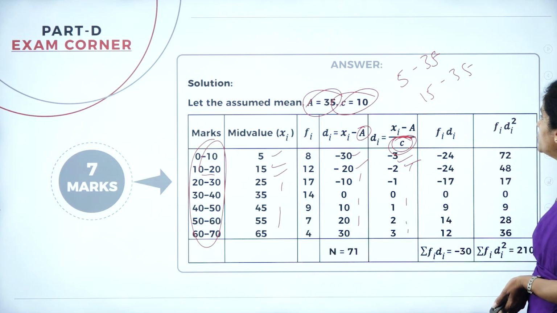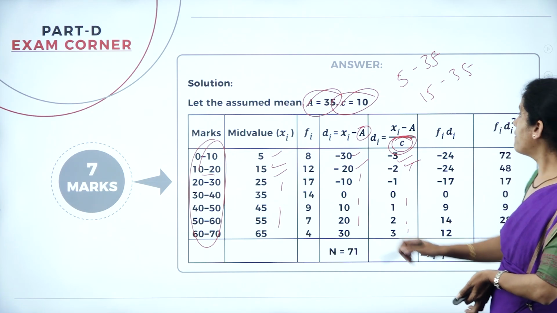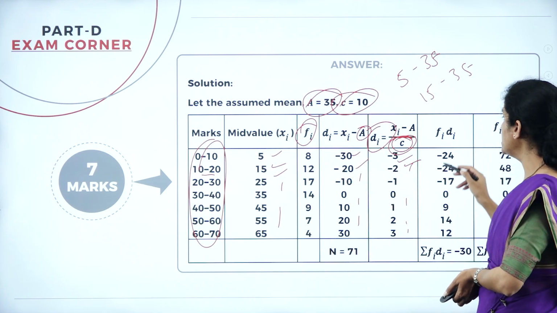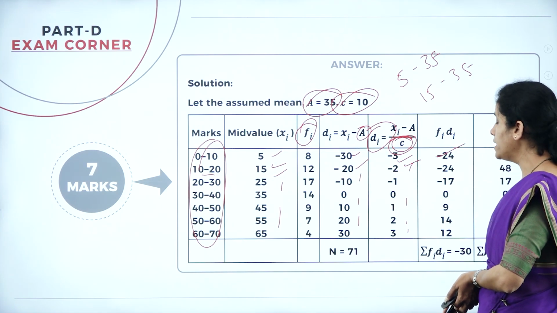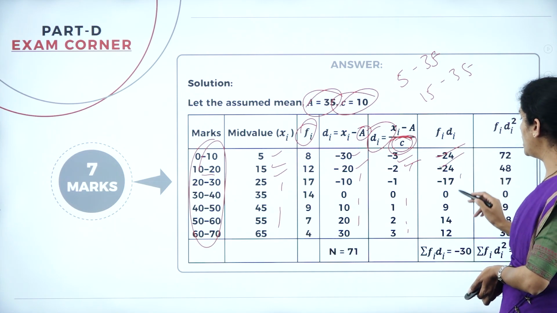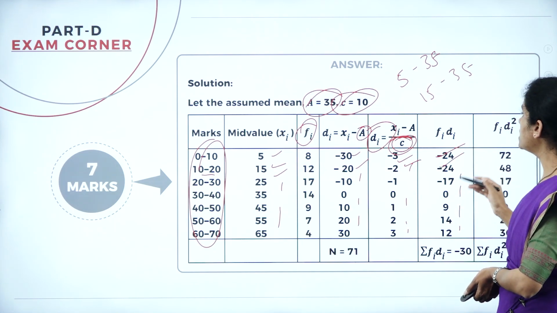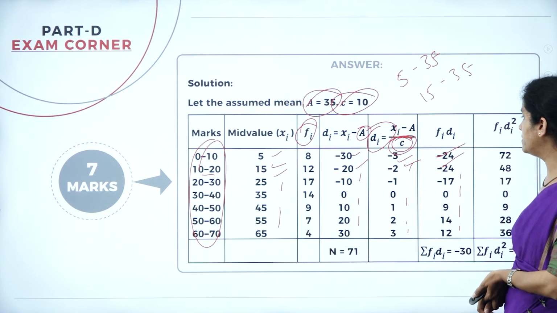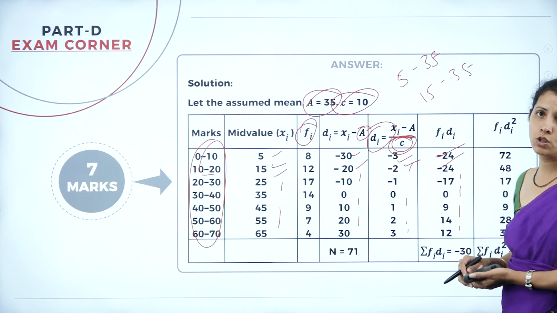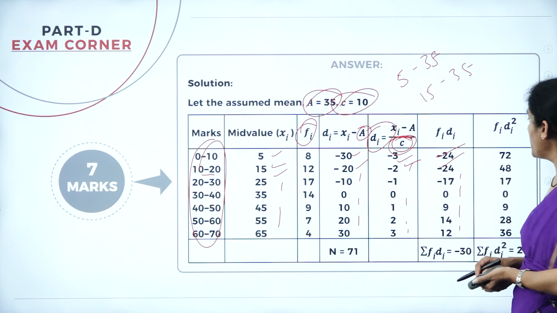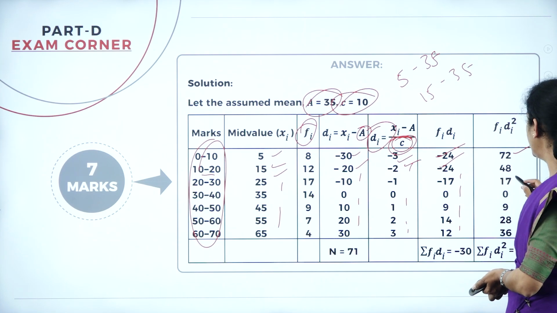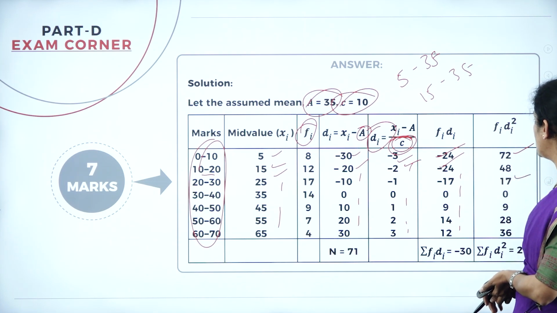Now fi into di. So I have fi and I have di. 8 into minus 3, minus 24. 12 into minus 2, minus 24, and it's going to continue. In the sense, I want to find out f into d square. When I perform f into d square, I am getting 72, 48, 17, etc.